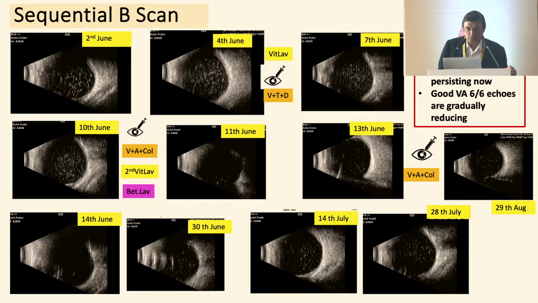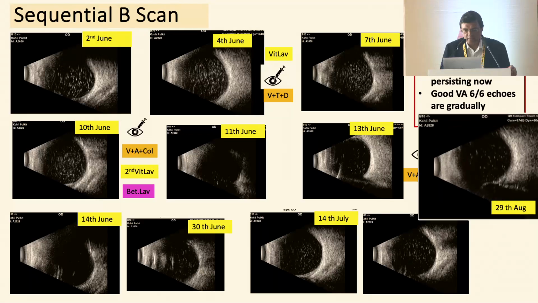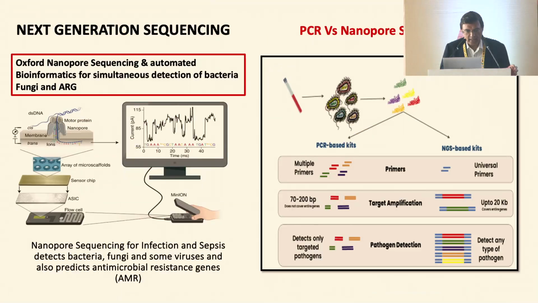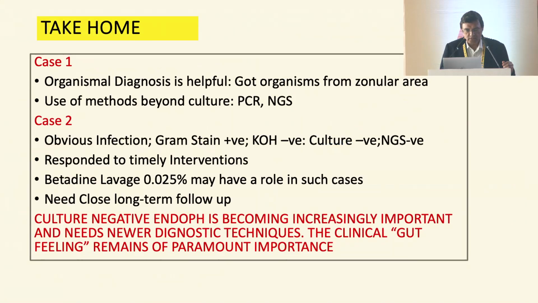So this was a case of culture negative endophthalmitis which received multiple antibiotics at one go, which Dr. Lalit asked, can we combine more than one drug? Yes, in some cases of severe endophthalmitis, it may be necessary to combine more than one drug to get the desired effect. So in the end, what I would like to say is that next generation sequencing is here to stay. We have to judiciously use it. Organismal diagnosis is important and helpful.